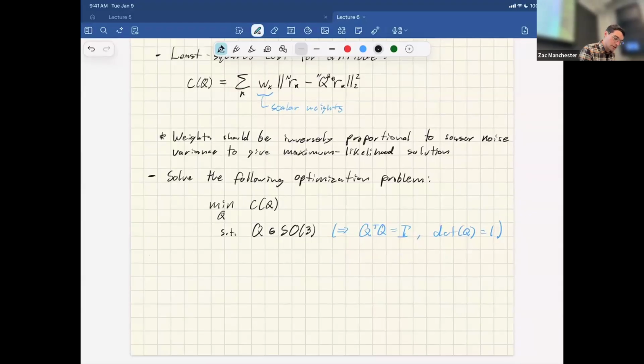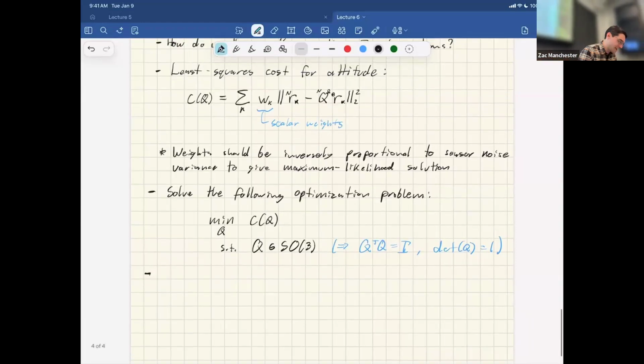Okay, so any questions about this? Has anyone seen this before? Nobody's seen this before. Okay, cool. That's good. So yeah, this is the famous Wahba's problem. And it shows up in a lot of different contexts, actually, not just spacecraft stuff. There are many solution techniques.